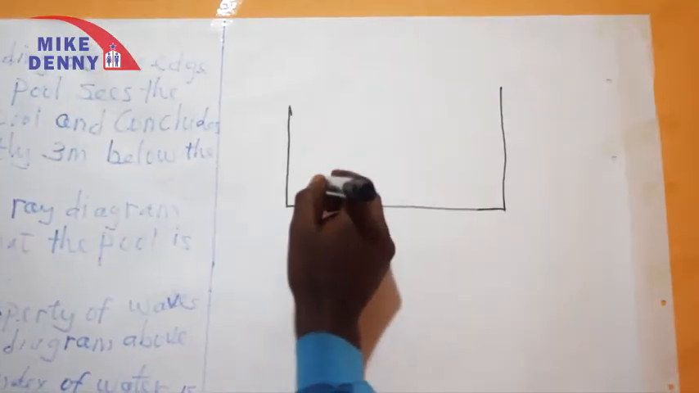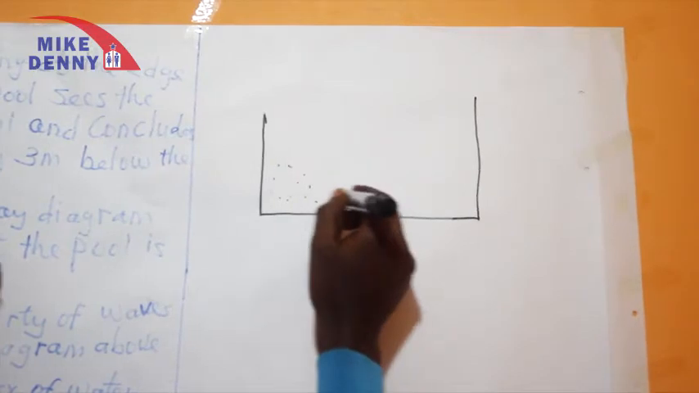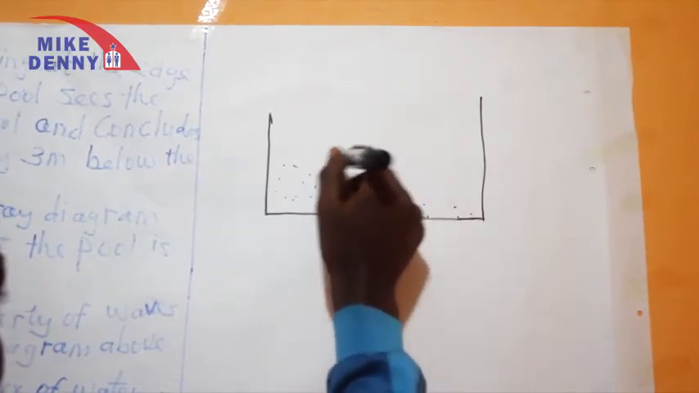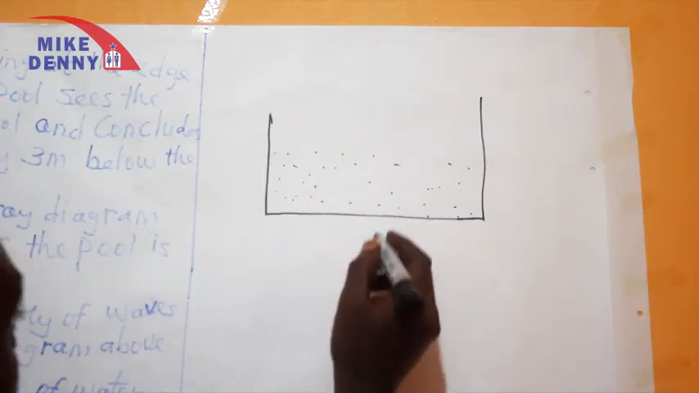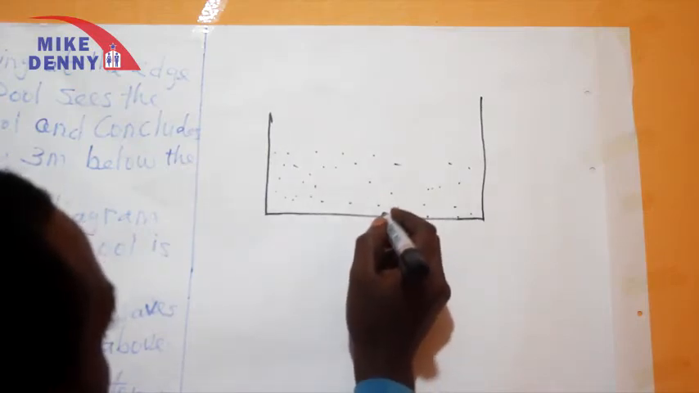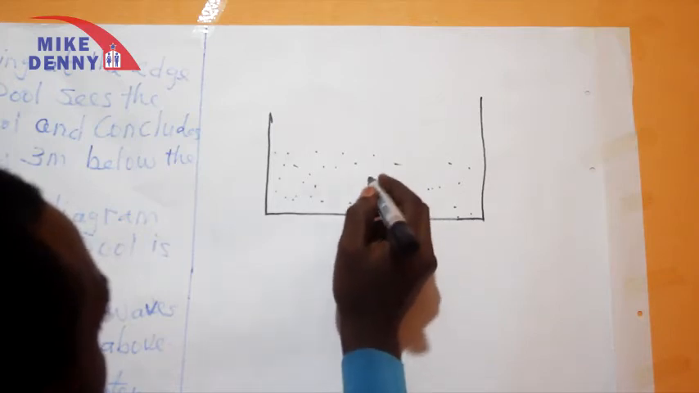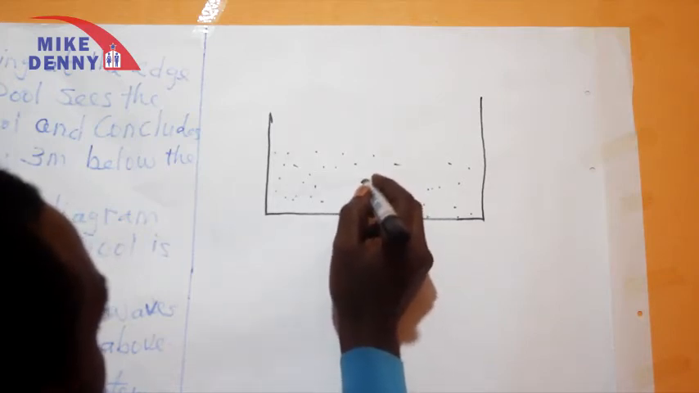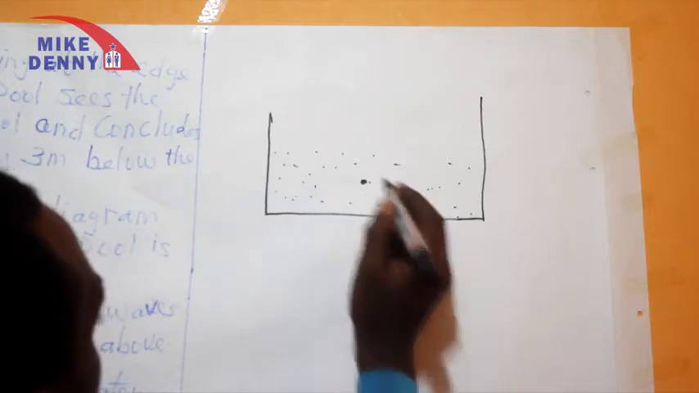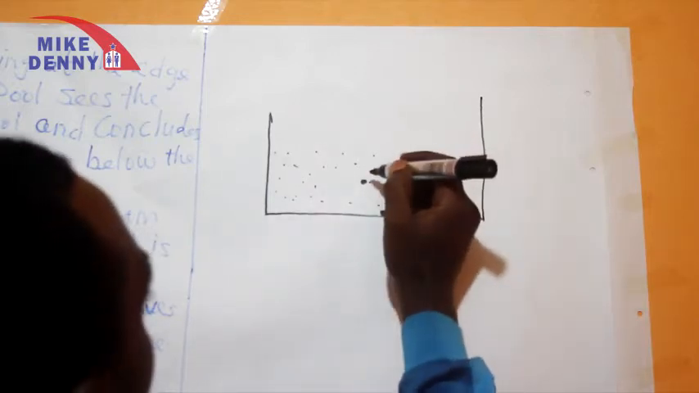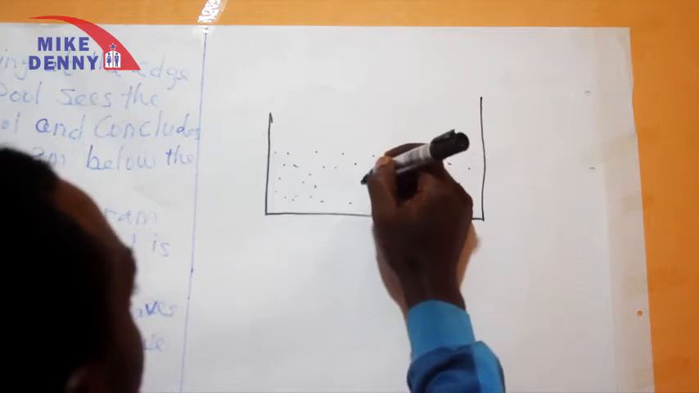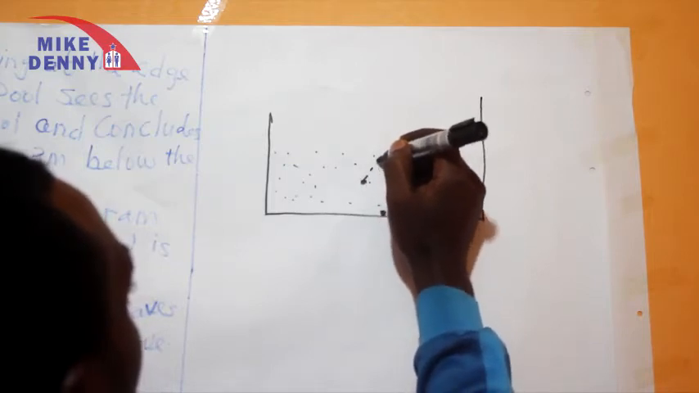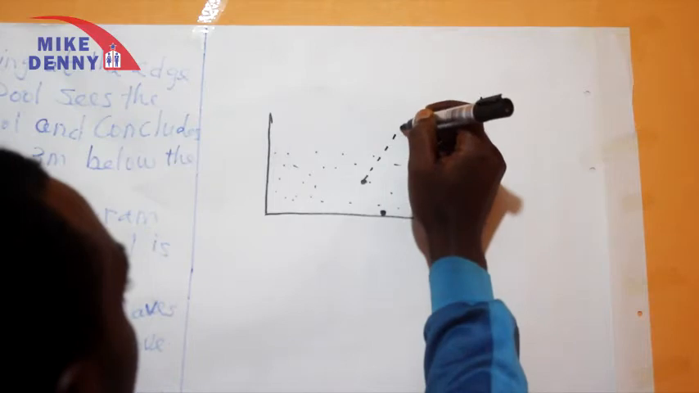This is a swimming pool, and here we have water molecules. Okay, this is the real depth of water here. This is what we call the apparent depth here. Okay, I draw a ray diagram. I want to draw my ray diagram. Let's say something like this.